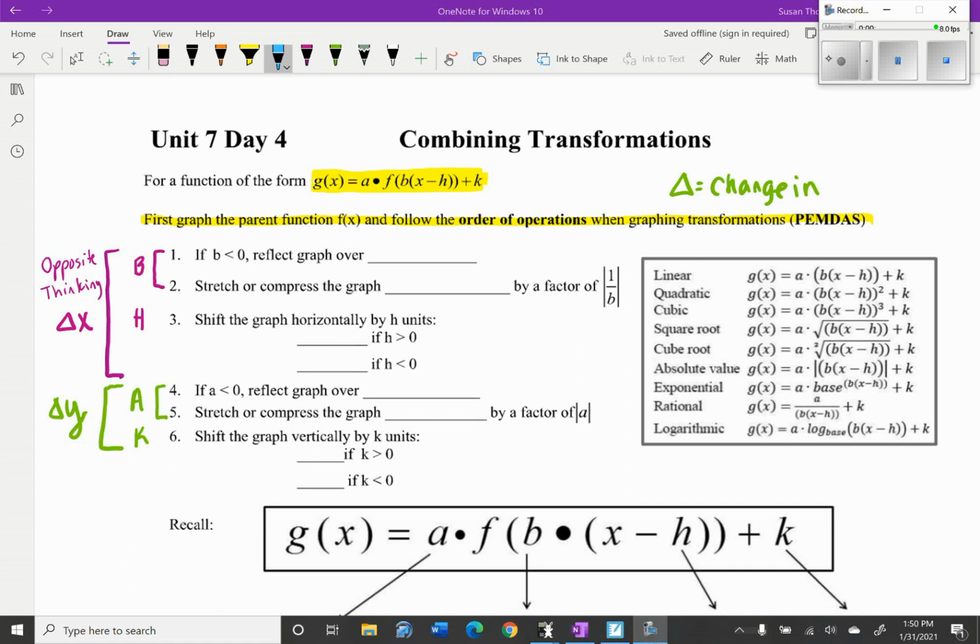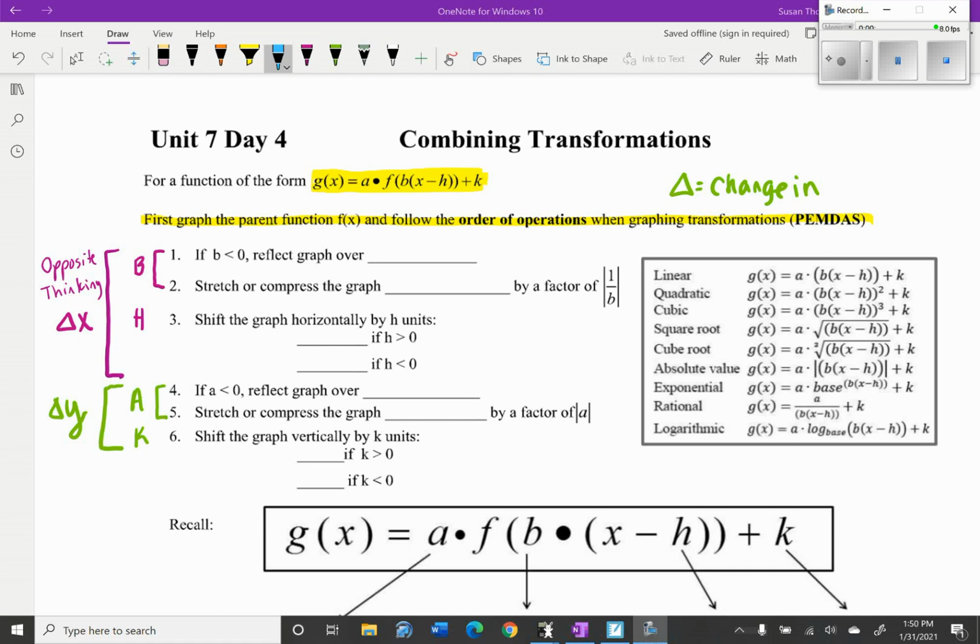If it's bigger than 0, it moves it to the right, because that would be x minus h. And if it's less than 0, it moves to the left h units, because this would be x minus negative h. And so that becomes x plus h. So remember that your horizontal movements are always opposite thinking, and they change your x value. Remember that delta just means change in, so change in x on your graph.